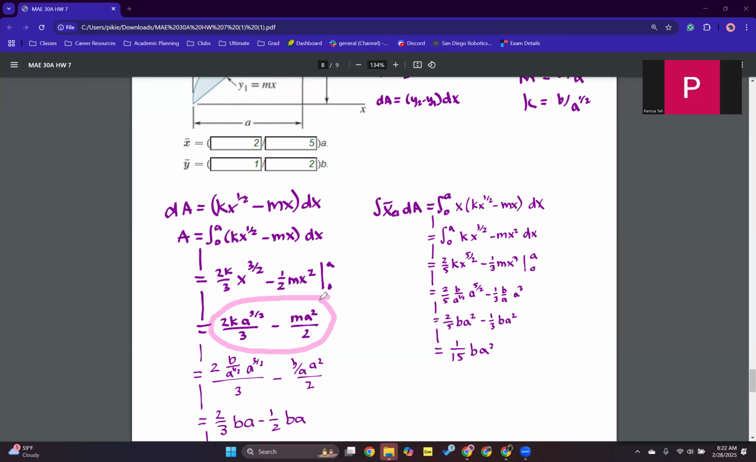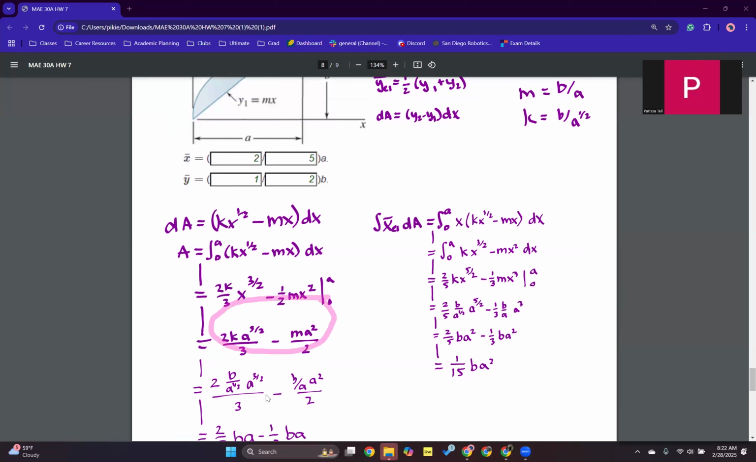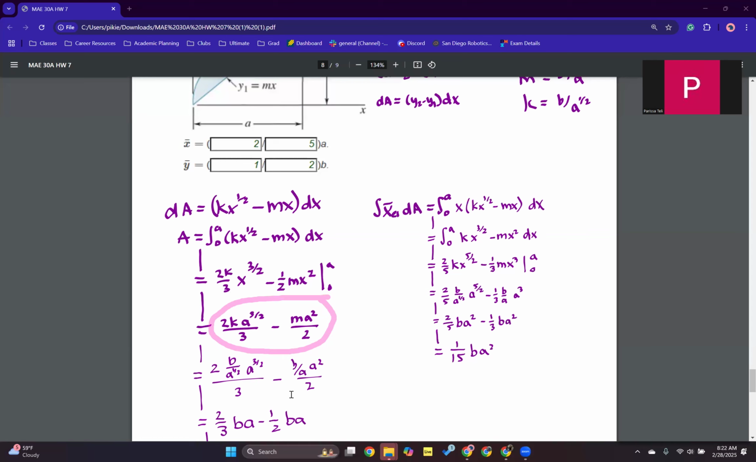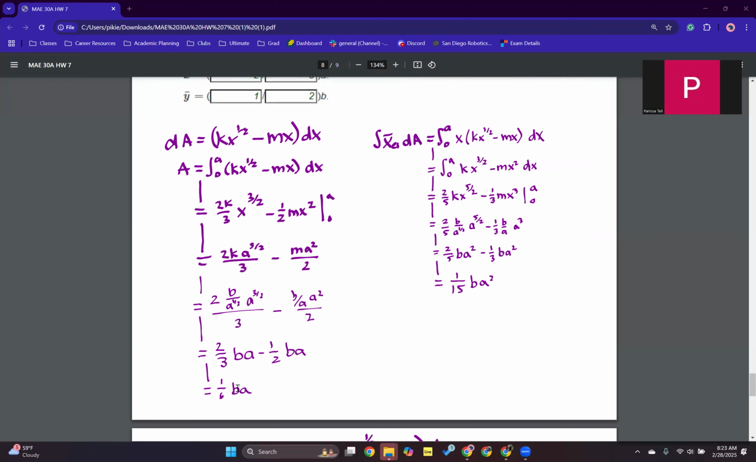So you'll have 2k a to the 3/2 power divided by 3 minus m a squared over 2. With that, we can now substitute in the values for k and m that we found above. Those values were m is b over a, and k is b over a to the power of 1/2. When we do that, we can simplify it so there's only b and a in this expression. And this gives us that the area is 1/6 BA.